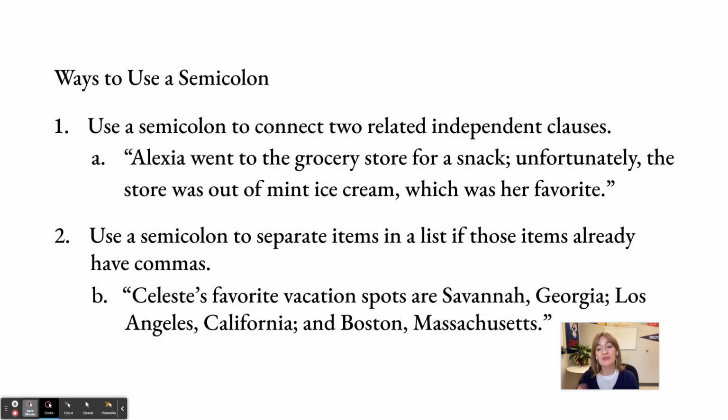In review, we learned two different ways to use semicolons. The first is to connect two related independent clauses, like we did with our Alexia example. The second is to use a semicolon to separate items in a list if those items already have commas, like we did with Celeste's vacation spot example. Now you're ready to use semicolons confidently.